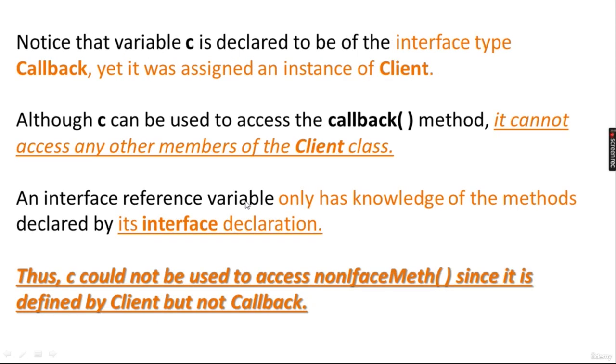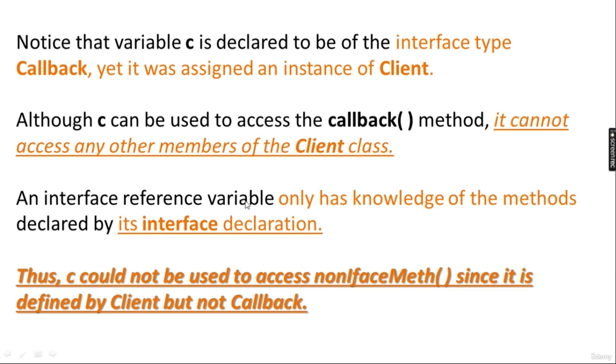Notice that variable c is declared to be of interface type callback, yet it was assigned an instance of Client. Although c can be used to access the callback method, it cannot access any other member of the Client class. Any other members? Why are other members not allowed?